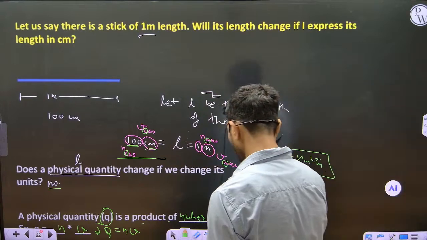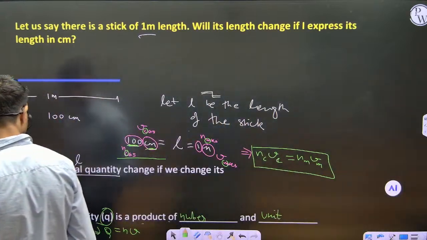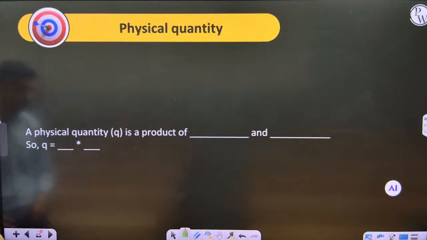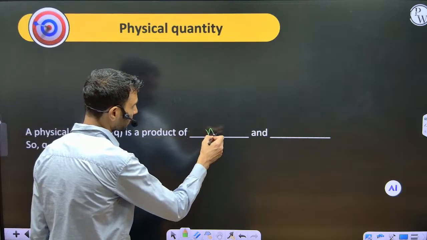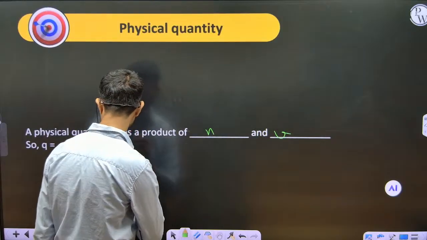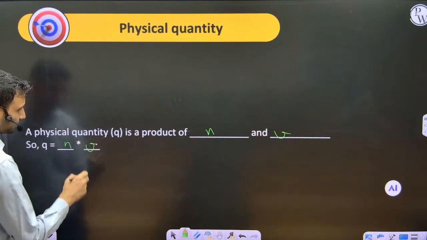Okay. So let's go ahead. That's what I was saying. Any physical quantity is a product of N and U. So Q is equal to N into U.